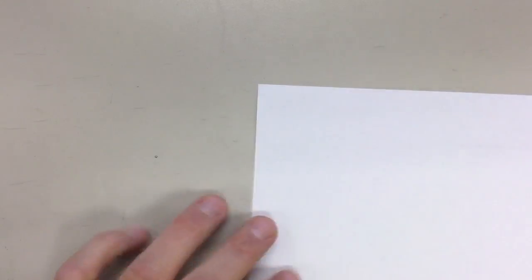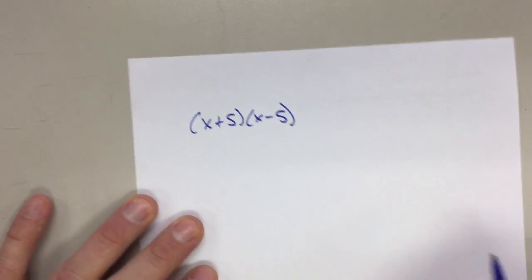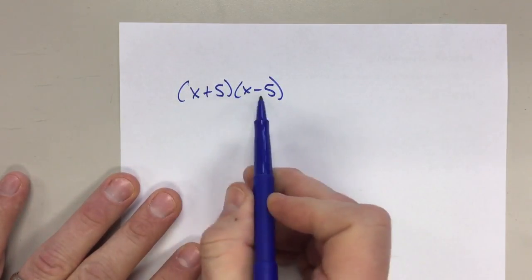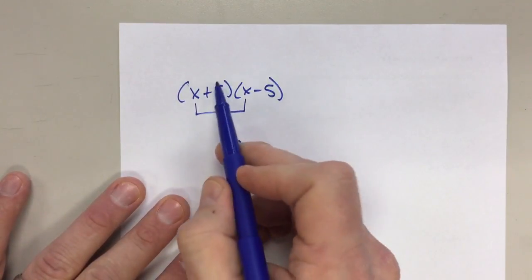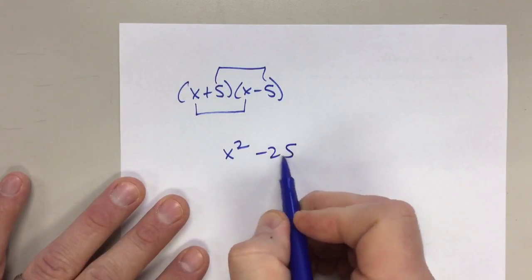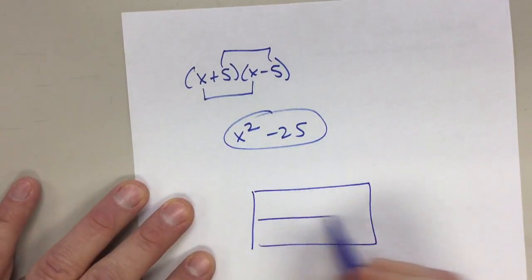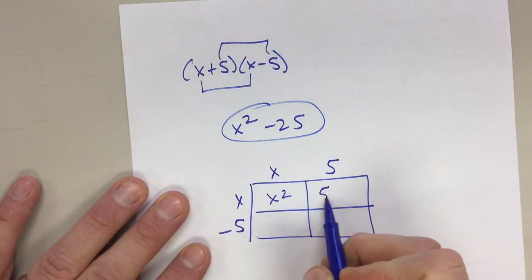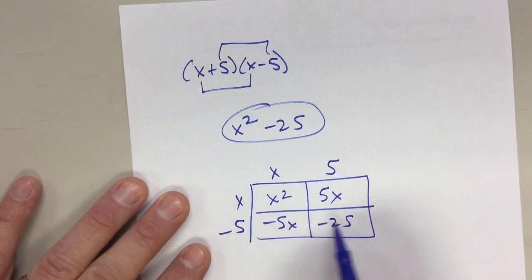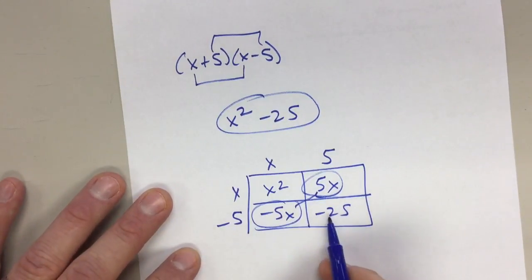Let's do one more of those for a little extra practice. So let's say it was x plus 5, x minus 5. Again, they're the same except one's positive, one's negative. So technically, all I really have to do is first and last. 5 times negative 5 is negative 25. I could do the box technique if I wanted. X and 5, x and negative 5. But as you saw before, these two terms are going to cancel each other out. So all I really need is the x squared and the minus 25.